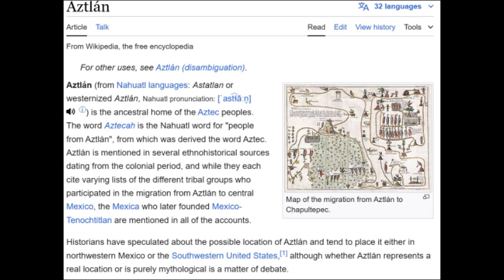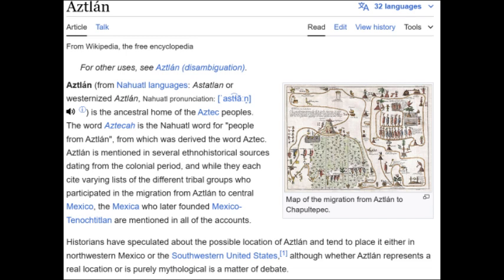And there's another overlay, who later founded Mexico-Tenochtitlan. Mexico, of course, being a modern juridic entity formed much more recently, are mentioned in all accounts.